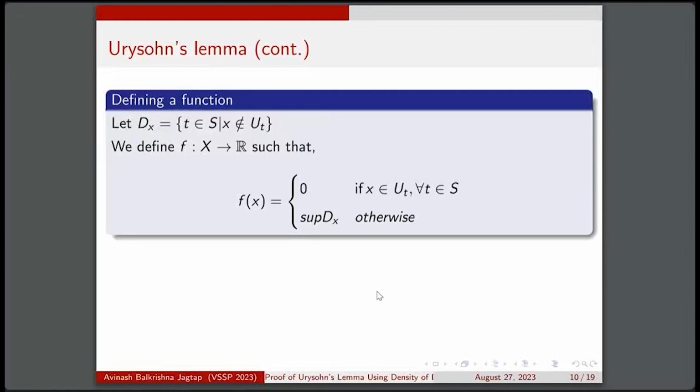And if there exists some t such that my x is not in U_t, then I will define D_x, then I will define f of x by the supremum of D_x. So f(x) is always well defined because D_x is a subset of S, and S is bounded in the open interval (0,1). So the supremum of D_x always exists.